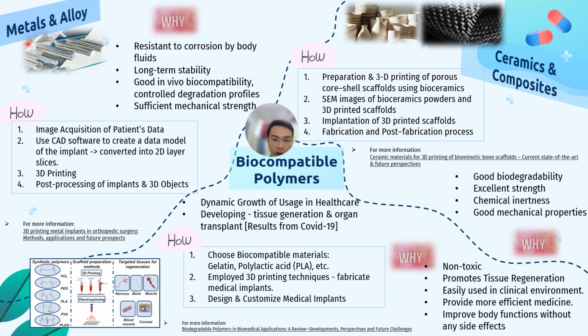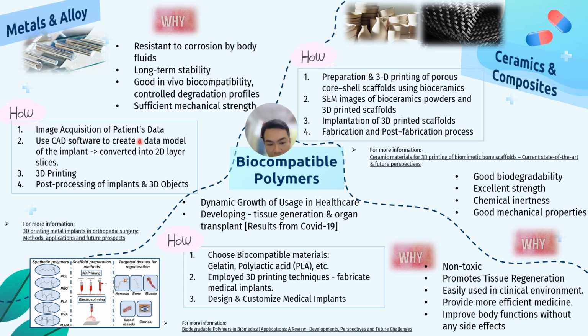First, metals and alloys. Because they do not corrode easily in body fluids, have high strength compared to ceramics and biocompatible polymers, and are stable, they can be used in 3D printing techniques for medical implants. How metals and alloys are used in these 3D printing techniques for medical implants is shown here.